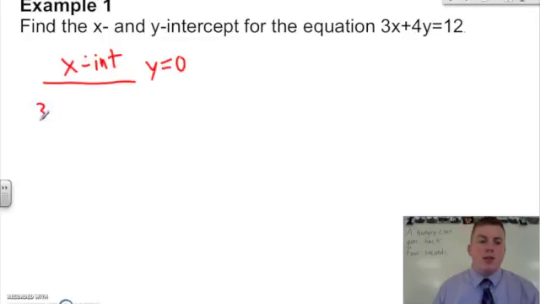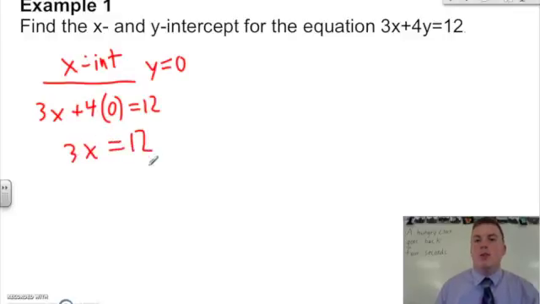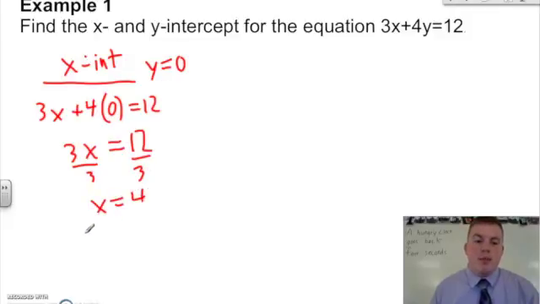I don't know x, so I'm going to leave 3x. But since I know for an x-intercept the y value has to be 0, I'm going to plug that in for y. So that's going to give me 3x, and 4 times 0 is going to give me 0. So I get 3x is equal to 12. This gives me a simple one-step equation in one variable that I can easily solve. I'm multiplying x times 3, so I need to divide both sides by 3. So I get that x is equal to 4. So my x-intercept, my x value is going to be 4, and remember our y value is 0.